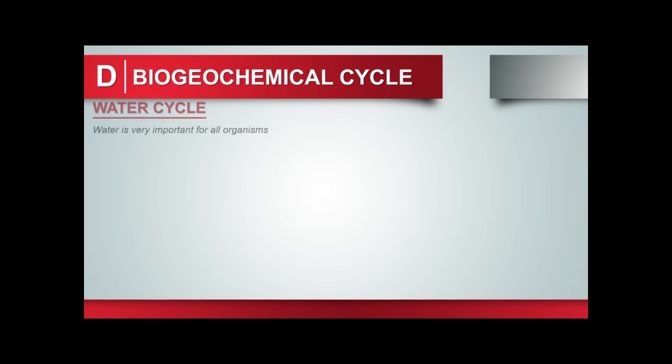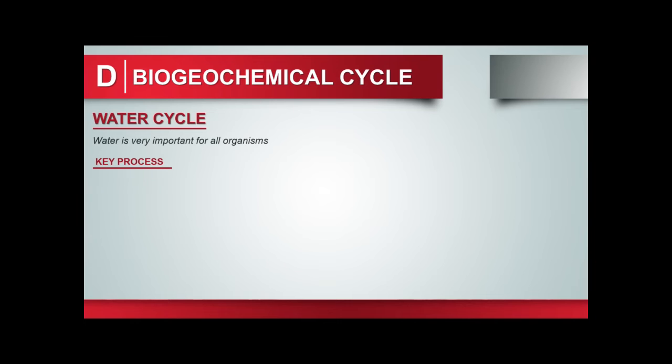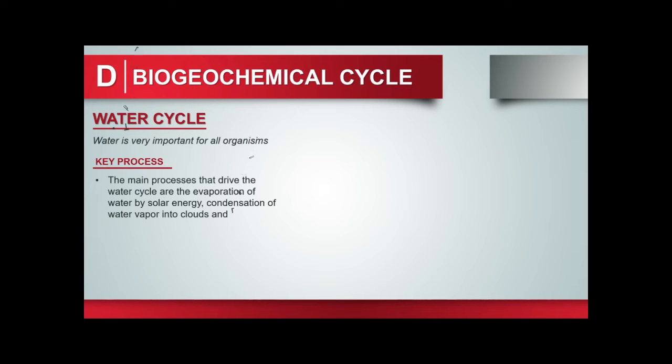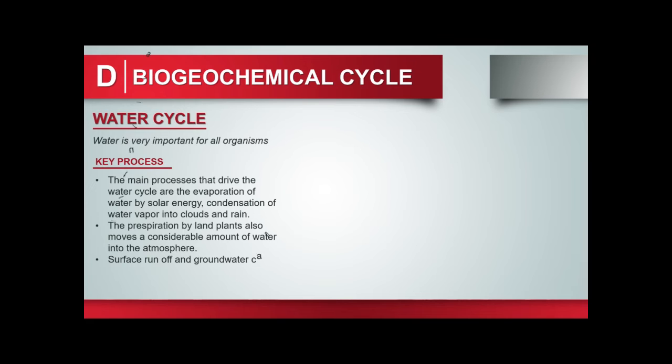Water cycle. Water is very important for all organisms in the world. The key processes of the water cycle are evaporation of water by solar energy, and then condensation of water vapor in the clouds and rain, and then perspiration by land plants. And the last is when the water reaches the ocean, thus completing the water cycle.